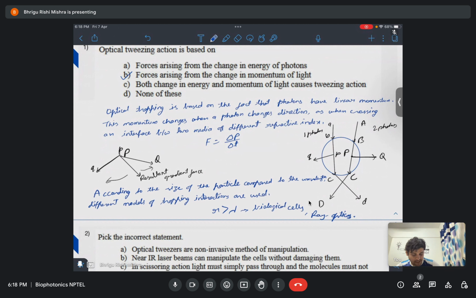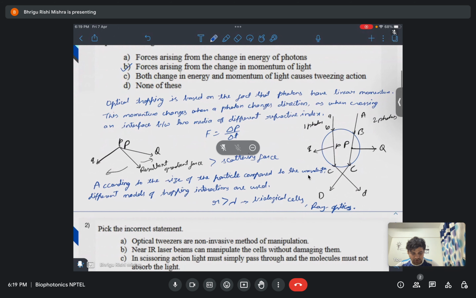So these are the things. The resultant gradient force should be greater than the scattering force in order to trap or tweeze the cell.